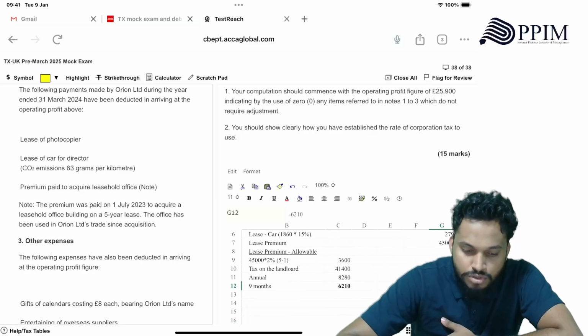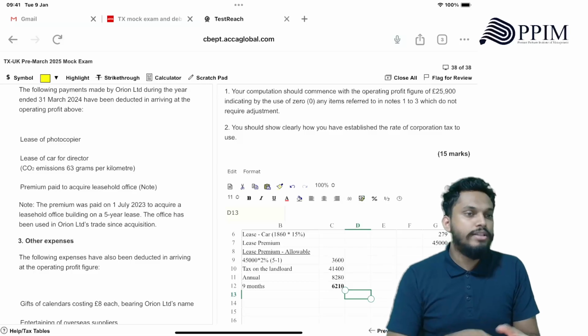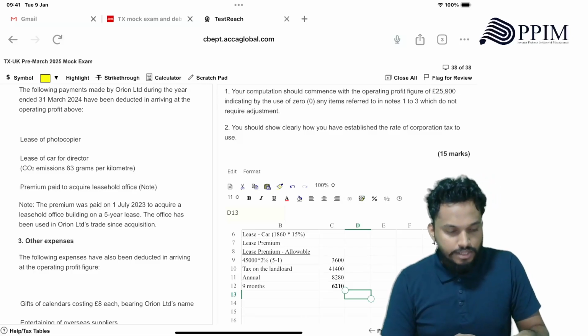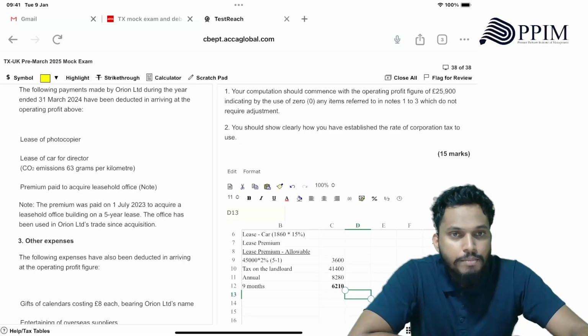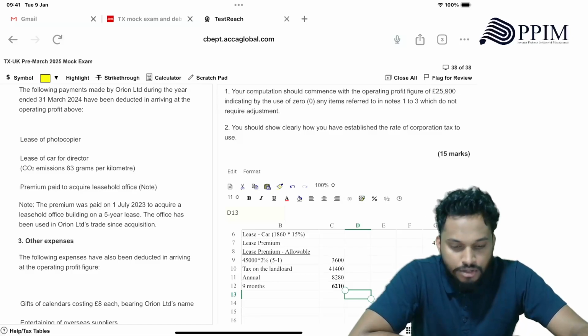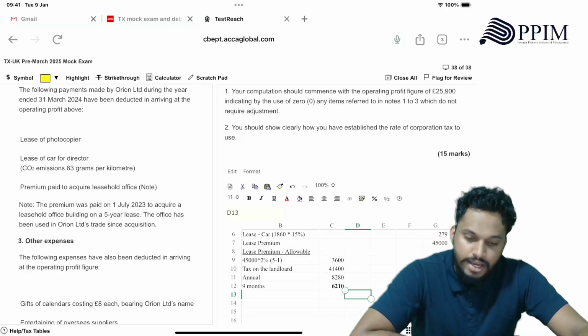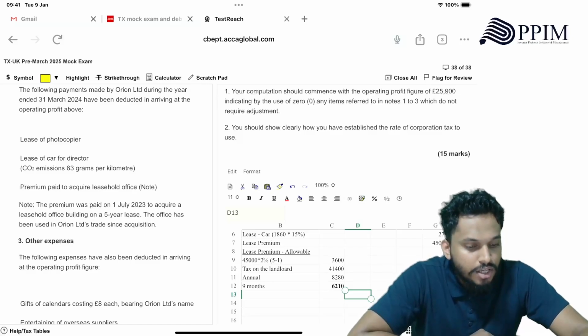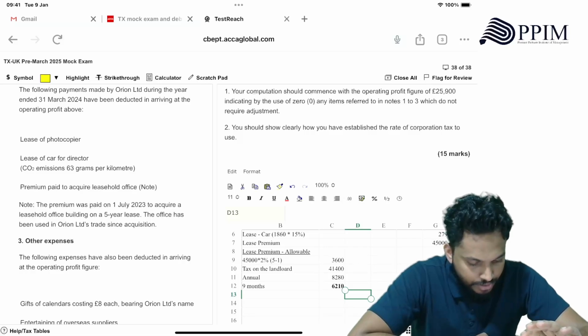So that will be reducing your profits, because this 45,000 is already included in this calculation. So I'm removing the capital element. Yes, you remove the capital element of 2%. Once you remove the capital element, you know the amount of tax that you need to pay on the landlord. So that is 41,400. Of that 41,400 for 5 years, per year it will be 8,280. Then why am I taking for 9 months? Because you are utilizing it from 1st of July 2023.